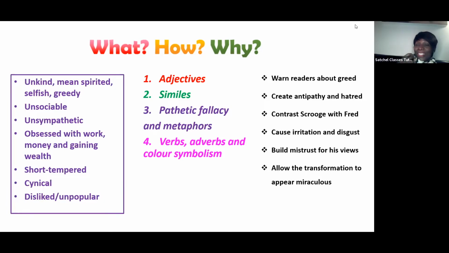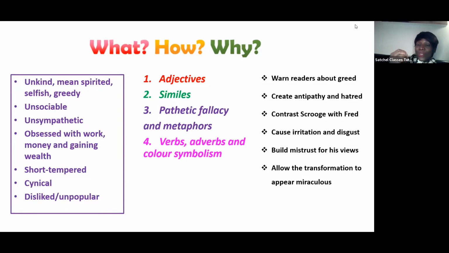How? We've got all of these adjectives and participles. We've got similes. We've got pathetic fallacy and metaphors linked with the weather. We've got verbs and adverbs and the colour symbolism. And why? Why are we doing this? Why is the writer doing this? Well, he's warning us about greed. He's creating antipathy and hatred. He's contrasting Scrooge with his nephew, who is the symbol of generosity. And we'll look at the nephew in just a moment. He's causing us irritation and disgust. And what's most important is that we start to mistrust his views.